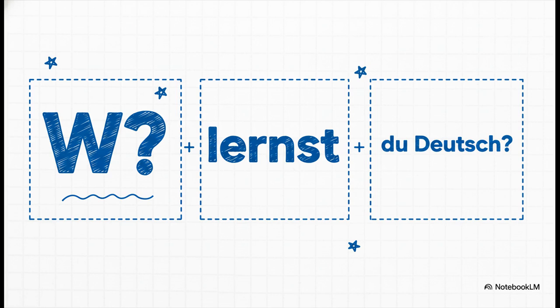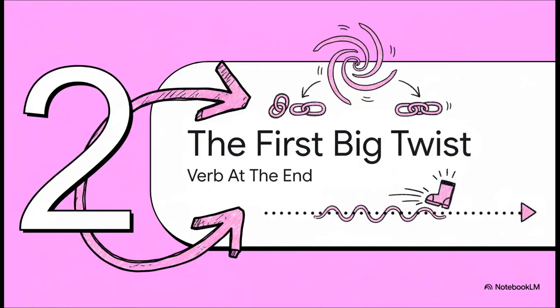This anchor rule is so strong it even applies to your basic information questions. A question word like wann takes up position 1, and the verb follows immediately after in, you guessed it, position 2. Okay, so you've got position 2 down, you're feeling confident, but here's where things get interesting. It's time for the first major plot twist. Sometimes the verb gets kicked all the way to the end of its clause. But here's the key. This is not random.